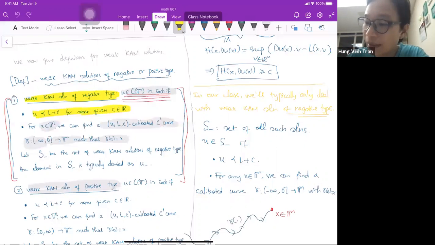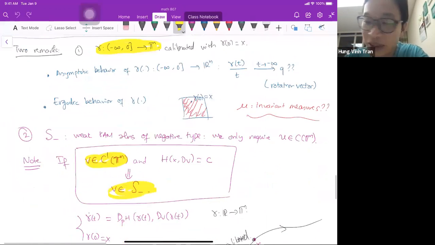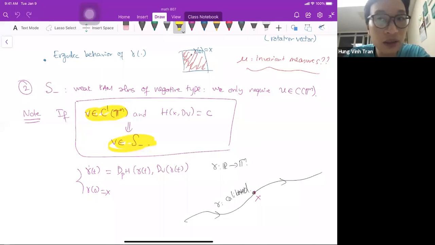But at least I have verified to you a simple thing: if you have a C1 solution to the Hamilton-Jacobi equation, then it's a Weak KAM solution of negative type. We have to use the Peano theorem and the ODE to show that there's a calibrated or minimizing curve. So that's really a fair question, and again, it's an abstract theory.